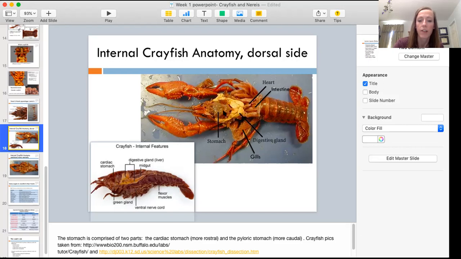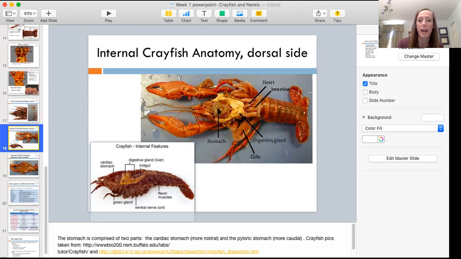And then if you actually cut open the stomach, especially the cardiac stomach, you can make a little incision in it. You'll be able to open it up and see the gastric mill, which is little teeth, basically, little hard things inside there that help with mechanical digestion in the crayfish. So helping to grind up its food.